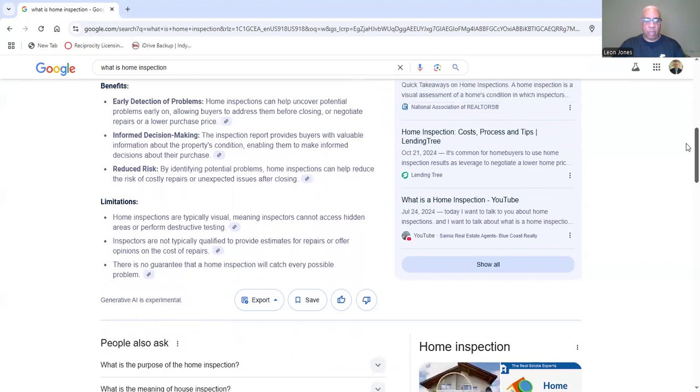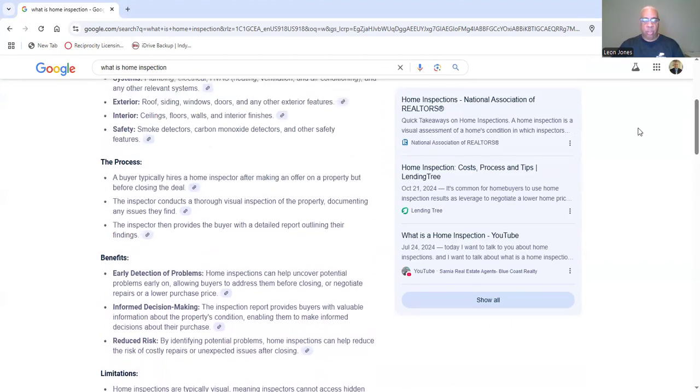Now, the process is a buyer typically hires a home inspector after making an offer on a property, but before closing the deal. So the inspector is hired before closing the deal. Now, again, the inspector conducts a thorough visual inspection of the property, documenting any issues they find. And then the inspector provides the buyer with a detailed report outlining their findings.